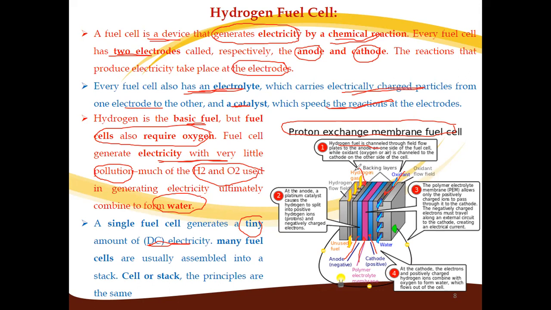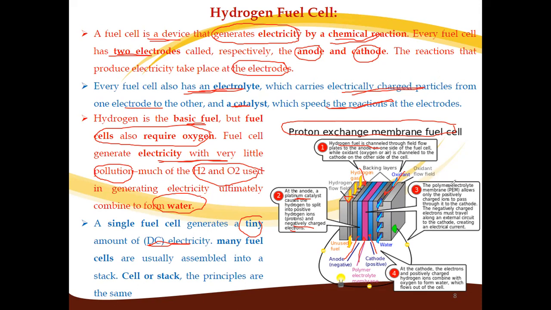So from the anode side, the hydrogen gas will be there, and from the cathode side there will be oxygen. Now at the anode, a platinum catalyst splits this hydrogen into a positively charged hydrogen ion, called a proton, and a negatively charged particle, called an electron. So the hydrogen is separated into a proton and an electron.